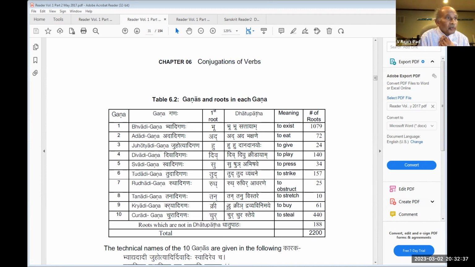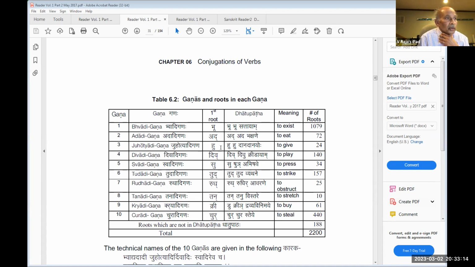So what Panini did was, he divided the use of the ganas in this way. The first gana I said, to exist. He named the group Bhugana. Bhu means sattayam, used in the meaning of to exist. Then the second gana starts with Ad, is Bhakshane, used in the meaning of eating.